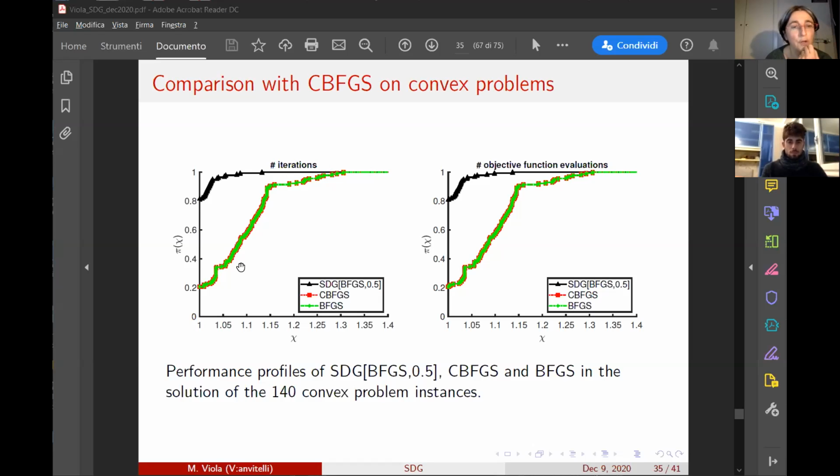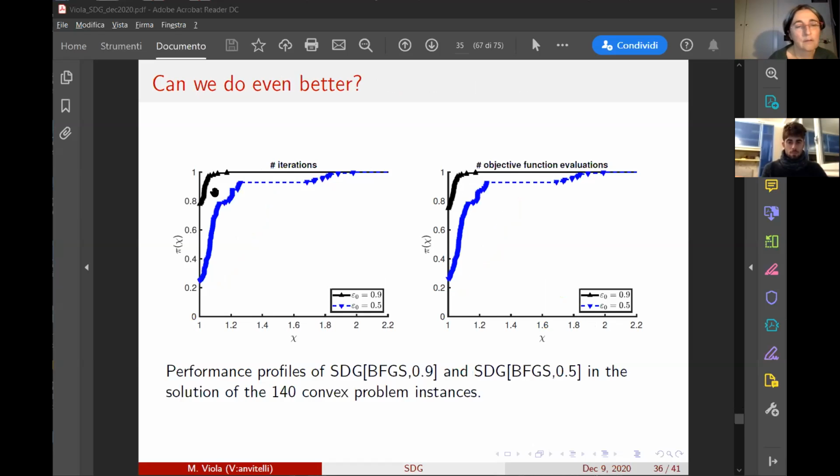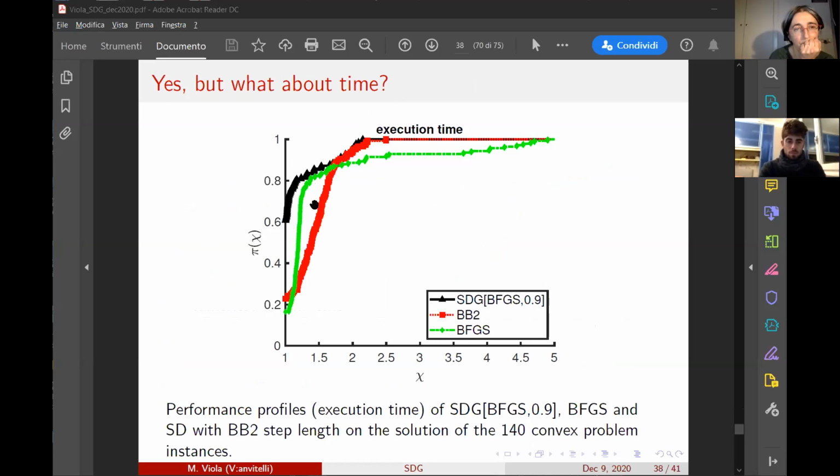This is the comparison of 0.9 with respect to 0.5. So although the iterations have the same cost, we take far fewer iterations. That's why we outperform BFGS in terms of time as well. So it seems that in these problems, the BFGS direction is not a good direction. It's not that it's not good, I wouldn't say that. I would say that it's not ideal at the beginning.